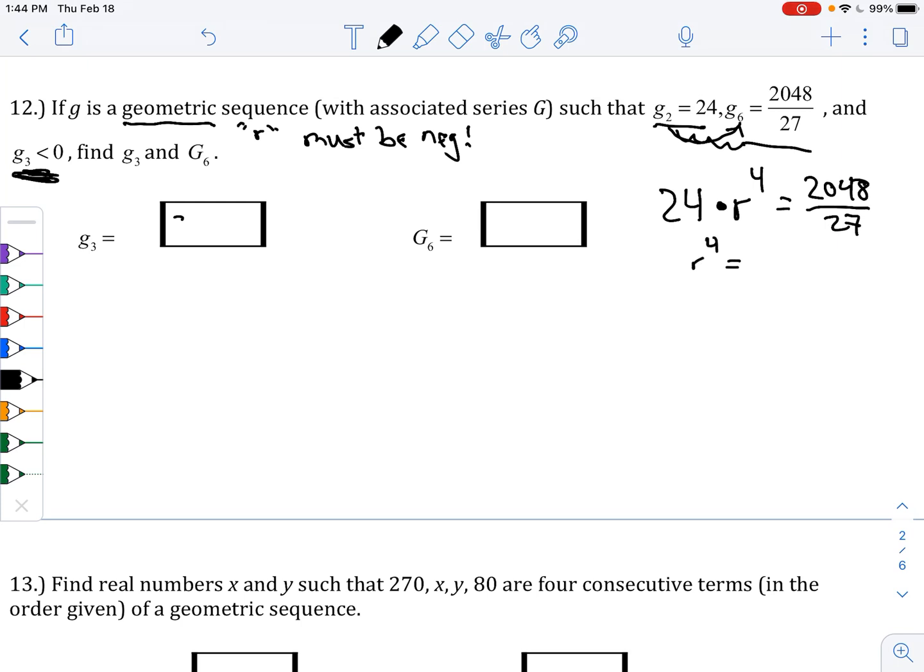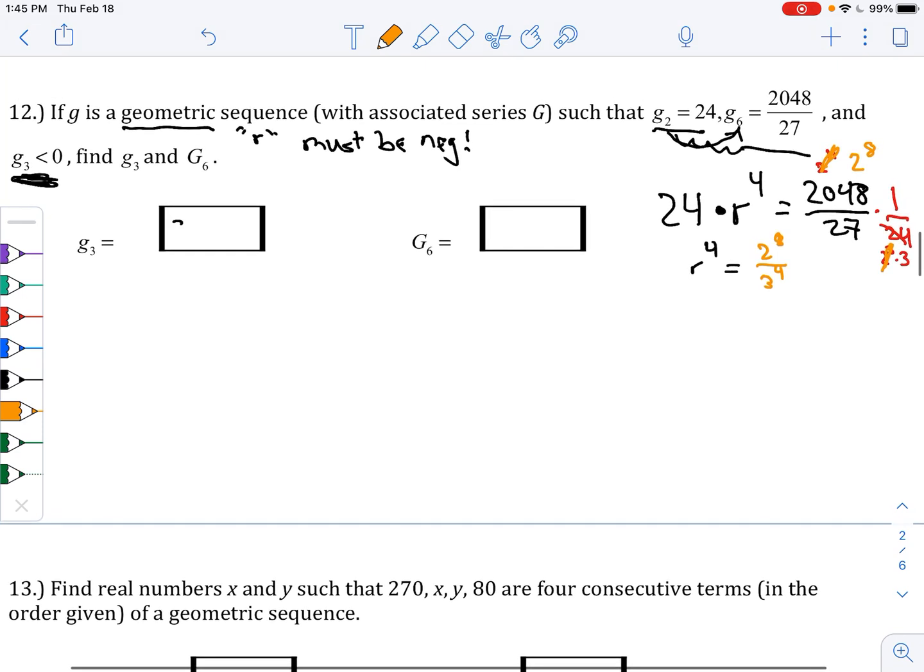So r to the 4th equals 2048 over 27 times 1/24. This will reduce because 2048 is 2 to the 11th power, and 24 is 2 cubed times 3. Hopefully you see that and say, oh yes, I can reduce this by 2 to the 3rd power. So that's going to be now 2 to the 8th power. And I'll have 2 to the 8th times 1 over 27 times 3, which is basically 3 to the 4th. So I've got it right there as exponents.